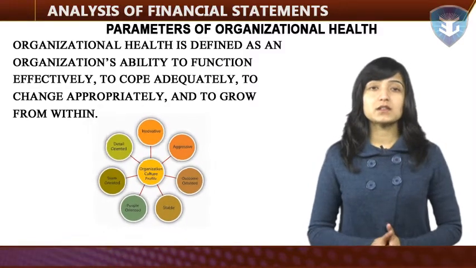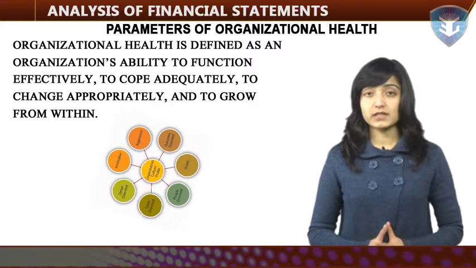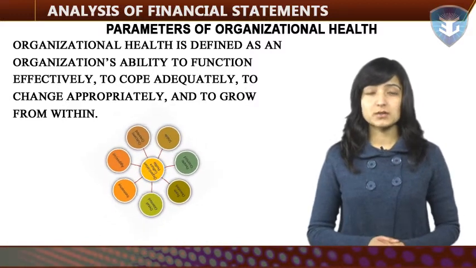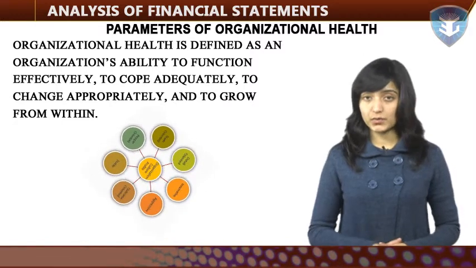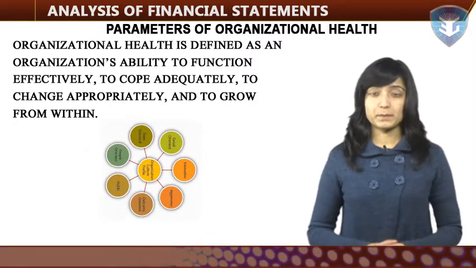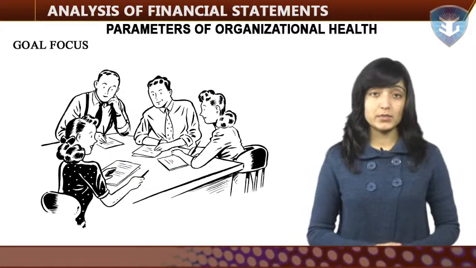Let us now discuss the parameters of organizational health. Organizational health is defined as an organization's ability to function effectively, to cope adequately, to change appropriately, and to grow from within. Organizational health consists of the following 8 dimensions.